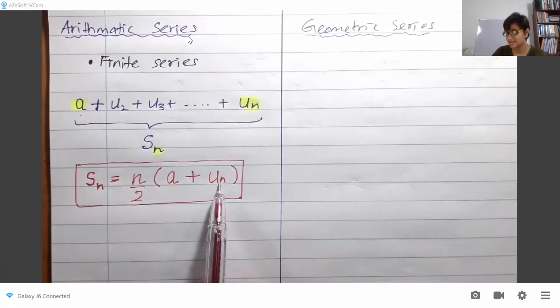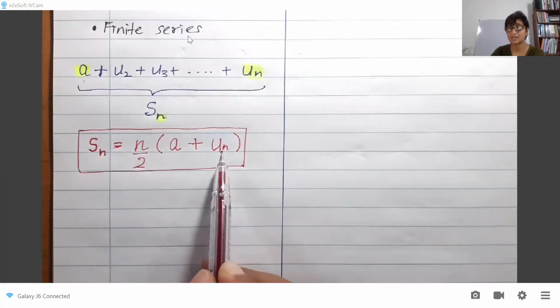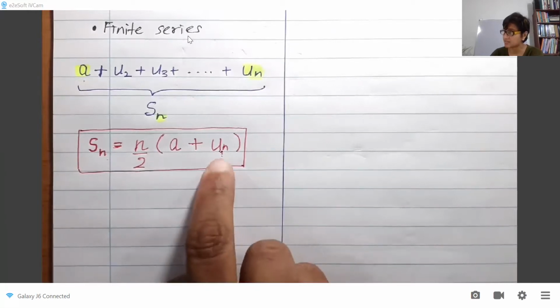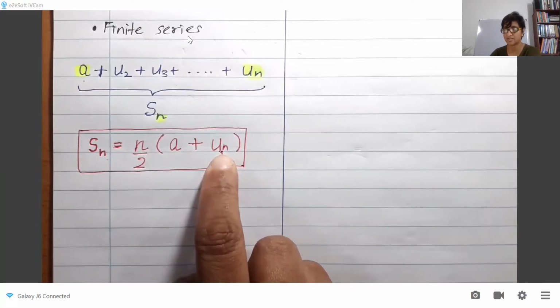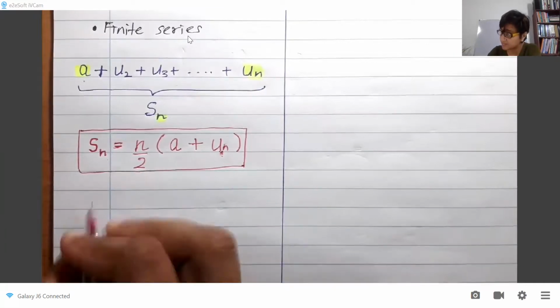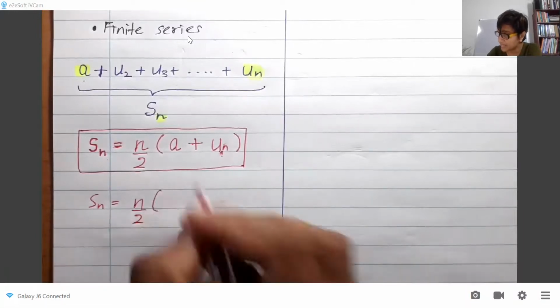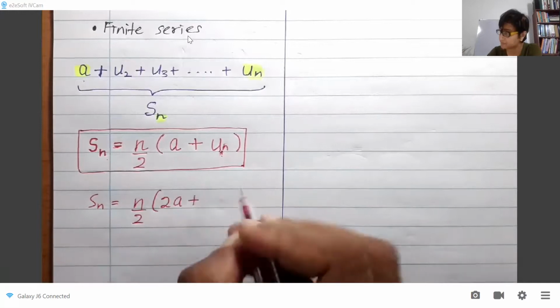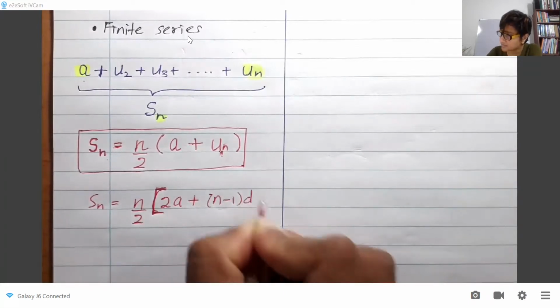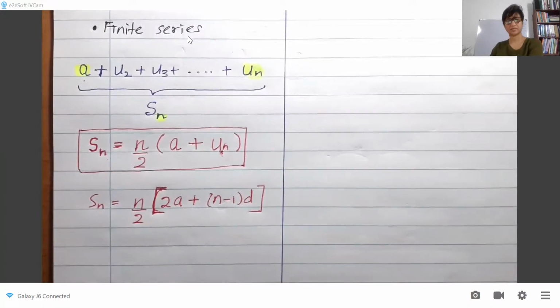Since un is there, sometimes you can plug in the formula for un here, and you get another version for Sn. Can you do it? Imagine if I replace this un with the un formula. What is un equal to? a plus n minus 1 times d. If I replace this with a plus n minus 1 d, you are going to get n over 2, this a and that a gives you 2a plus, let me put this in a square bracket because I am going to need another bracket here, n minus 1 times d. Okay. So that's a different version of the same thing if you replace un with the un formula.